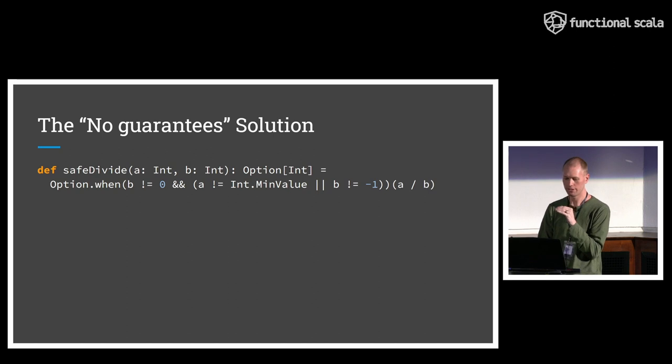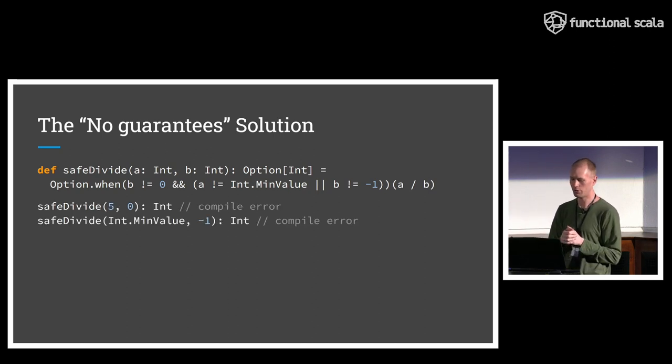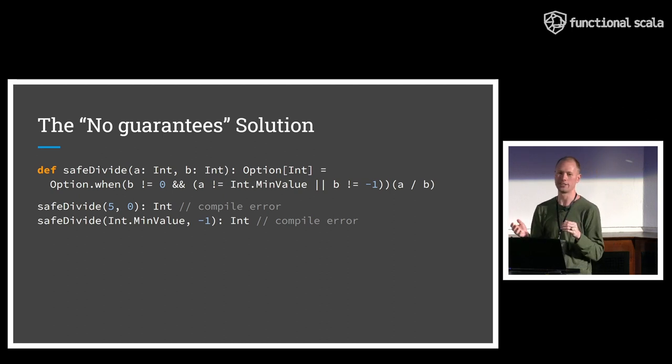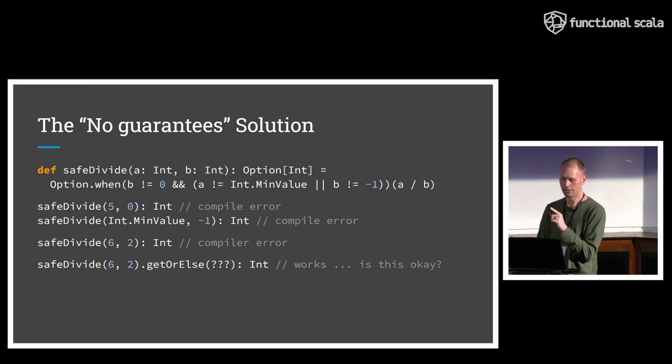So now we're safe. If someone tries to call safe divide 5 and 0 and treat it as an int, or try the overflow, they'll get a compile error because it's not actually an int. It's returning an option int. The problem, though, is that if we try to call our safe divide, we also get a compile error because we don't get an int back. We just call dot getOrElse, I don't know, question marks. So this works, but is that okay?